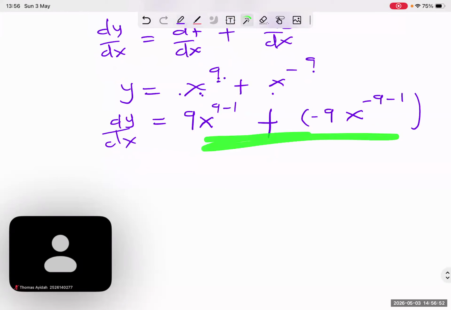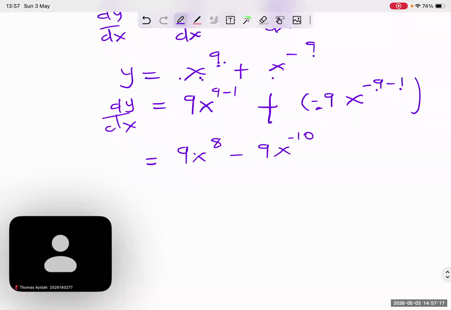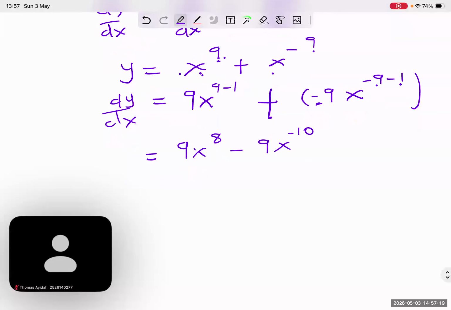So this part here is the calculus part. Whatever you need to do next is algebra. This is equal to 9x, 9 minus 1, that will give us 8. Positive and then negative here, we'll have minus 9x, minus 9 minus 1, that will give us minus 10. So the answer is 9x raised to the power 8 minus 9x raised to the power minus 10. You can decide to factorize the 9 out, or you can leave your answer in this form.